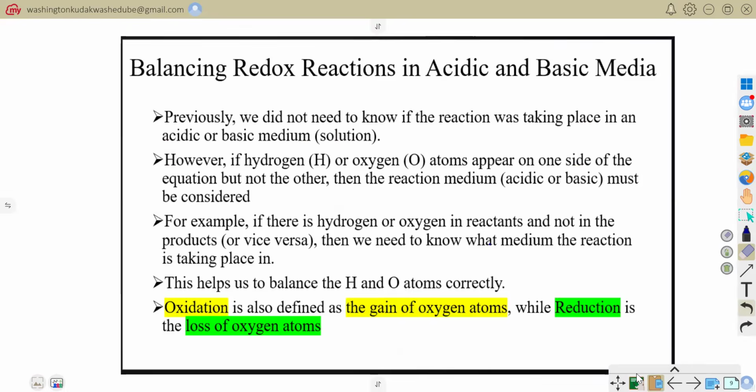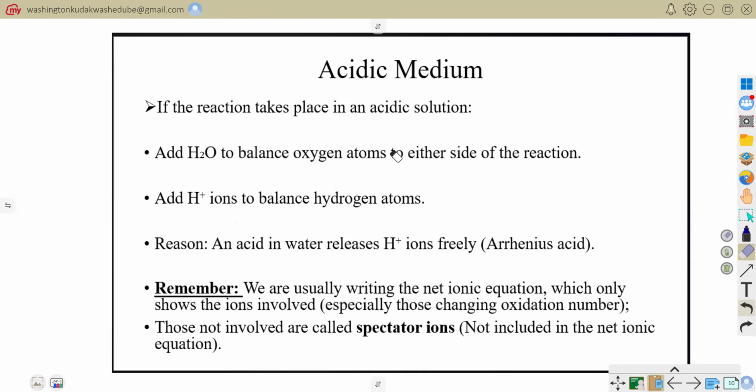So now let's look into how we actually balance when we have an acidic medium. If the reaction takes place in an acidic solution, we need to add water molecules to balance oxygen atoms, and then we add hydrogen ions to balance hydrogen atoms. The reason being, according to Arrhenius, an acid in water releases H plus ions freely.